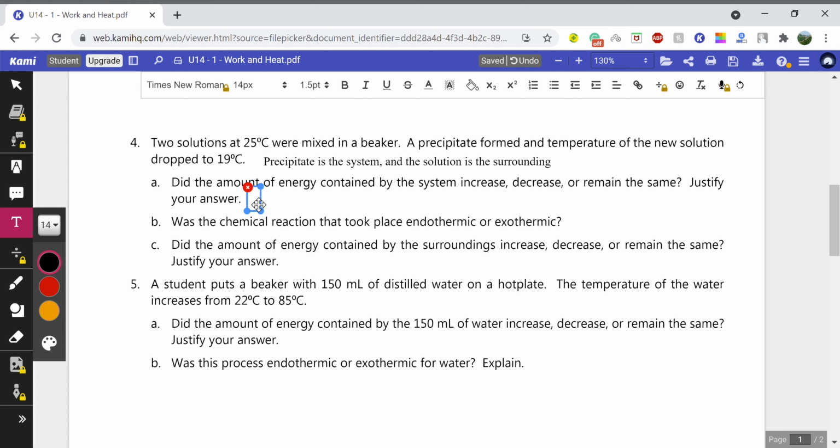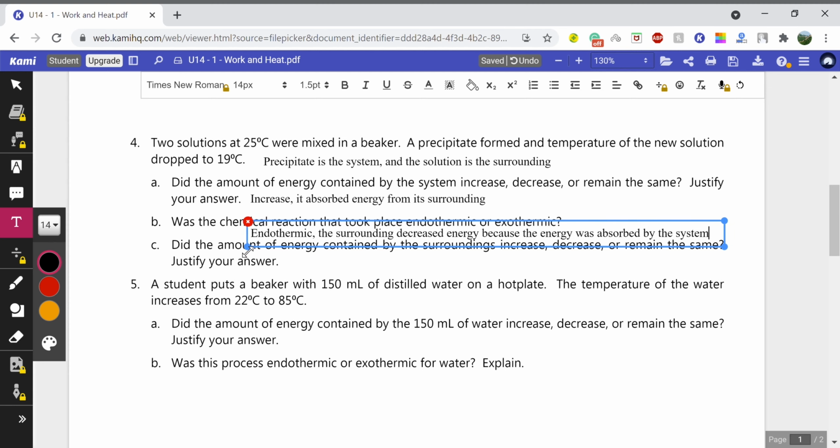So if the surrounding decreased, what happens to the precipitate? Well, it will increase because it absorbed energy from its surrounding. Now, was the chemical reaction that took place endothermic or exothermic? The answer is endothermic because the surrounding decreased in energy, because the energy was absorbed by the system. So it's endothermic because the system is absorbing energy.